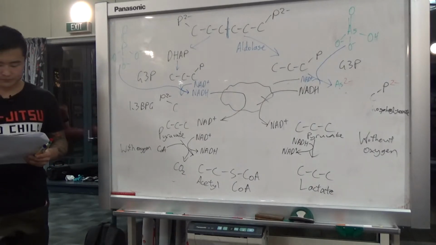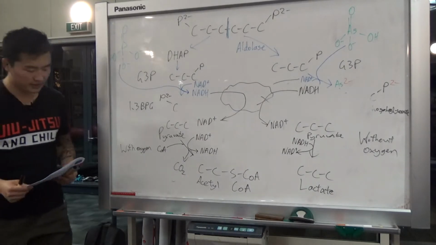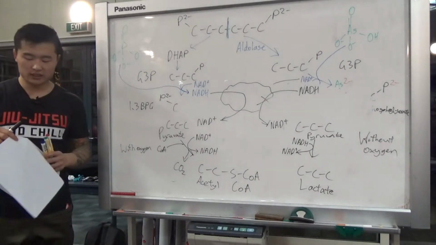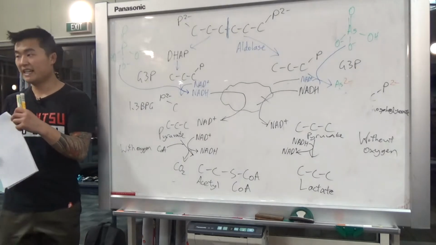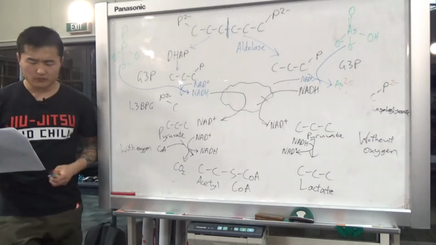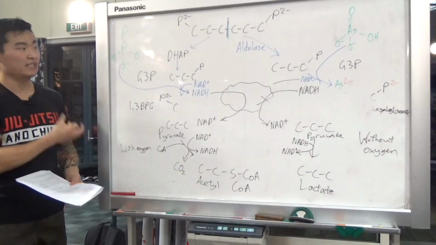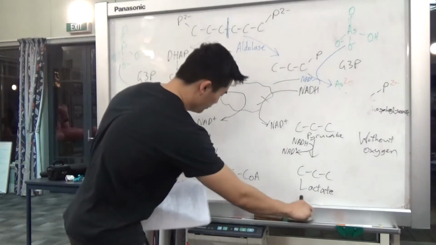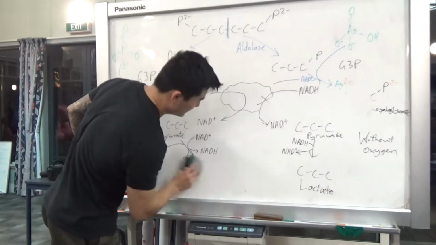Cool. Yeah, so it's a bit long, but glycolysis is a real important one to understand. And if you can understand that, that makes the rest of the course easier. Okay, so we'll move on to beta oxidation.